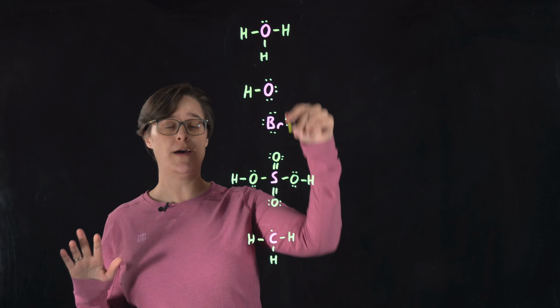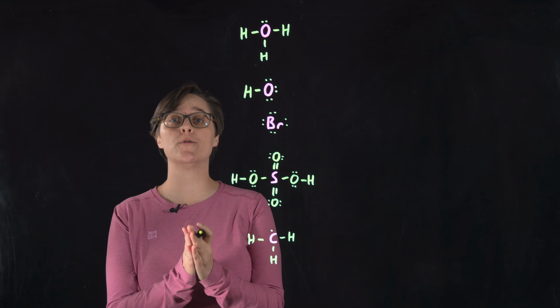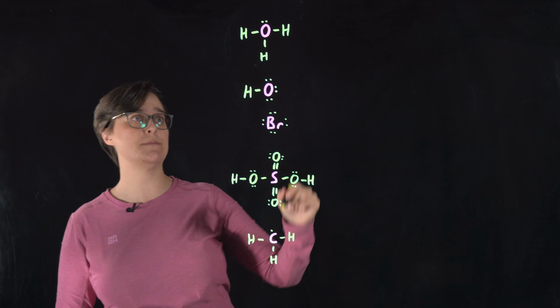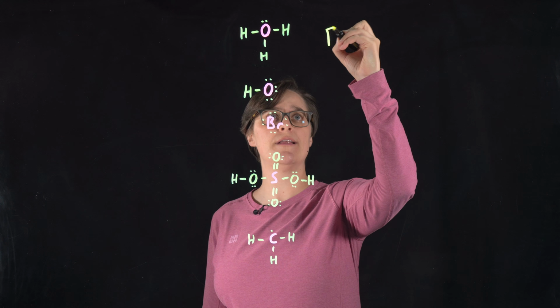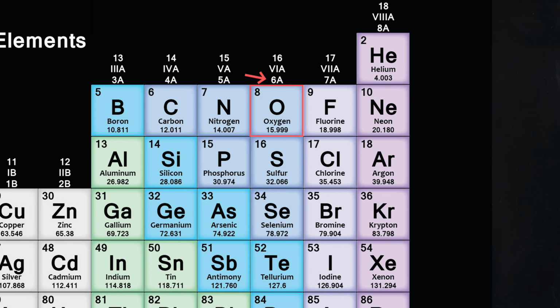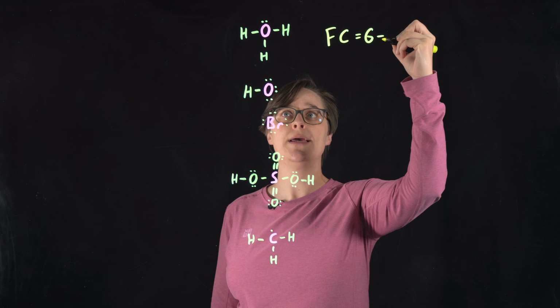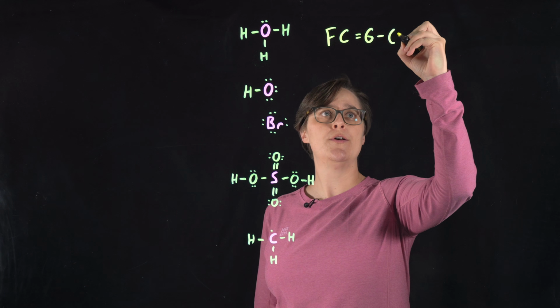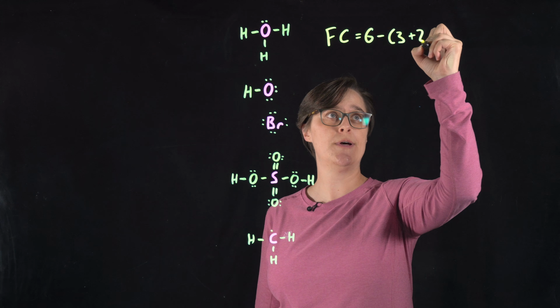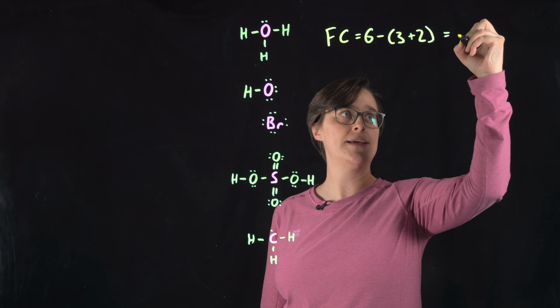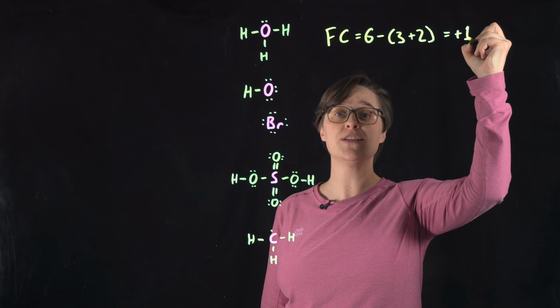So I have 5 ions and molecules. Let's figure out the formal charges of each of the pink atoms. So first, this oxygen. Oxygen is in group 6A of the periodic table, and we need to subtract 3 bonds and 2 dots. So that oxygen has a formal charge of +1.